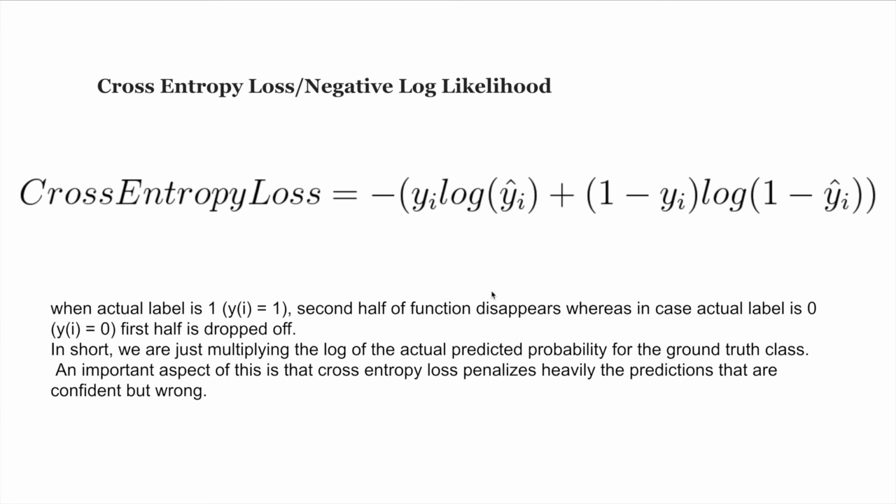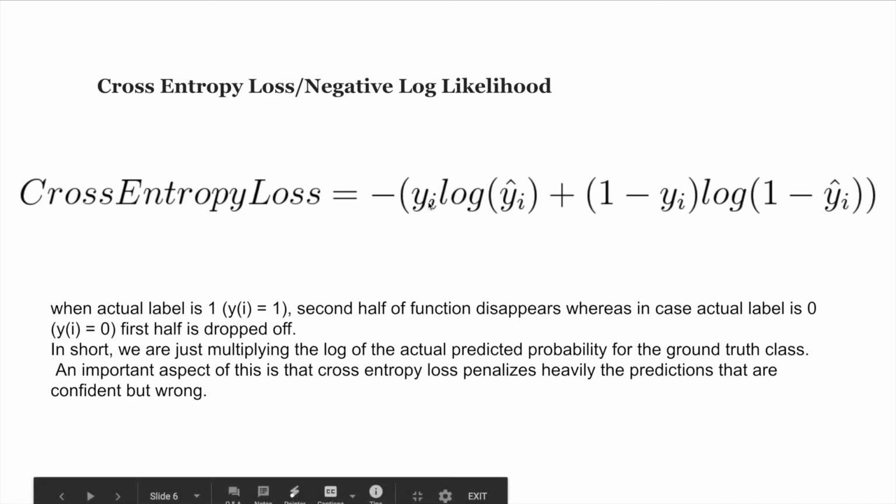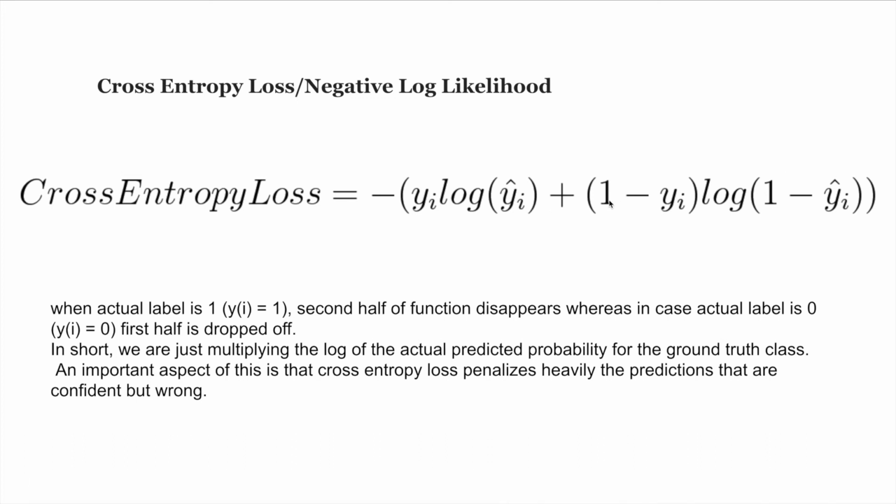If we analyze the cross entropy function, we find that if y_i is equal to 1, then the second part is completely 0, because 1 minus 1 is 0. If y_i is equal to 0, then the first part is 0, and we are left with log of 1 minus y hat.